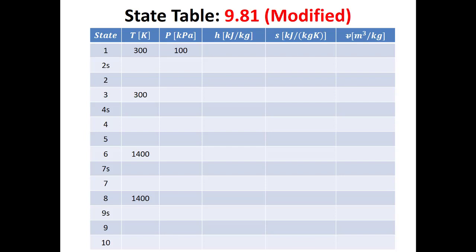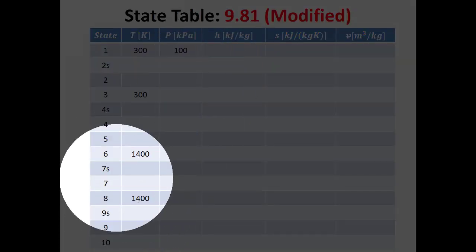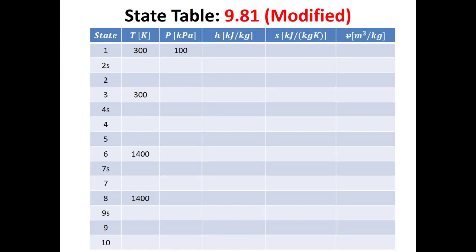So if this was an exam, this would be a little bit intimidating. Because you would look at this state table and you'd say, oh man, there's a lot of states here. If I just go by the number, it looks like 10, but I have 2 state 9s, 2 state 7s, 2 state 4s, and 2 state 2s, because in all of these cases, there's the ideal exit and the real exit from turbines and compressors.